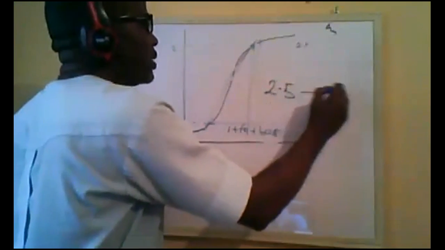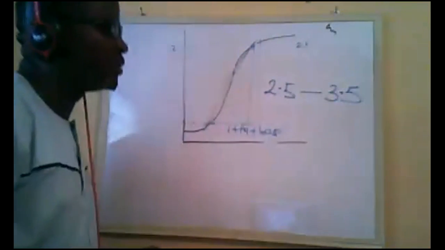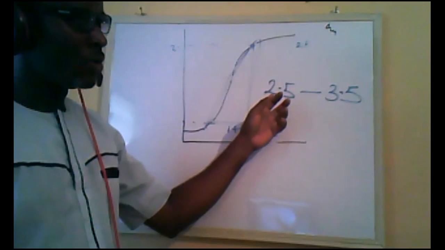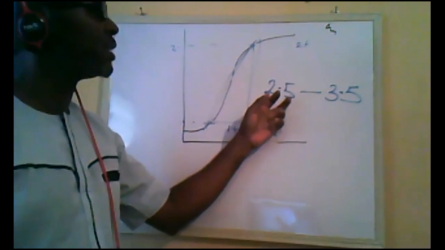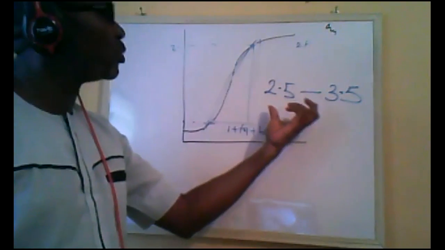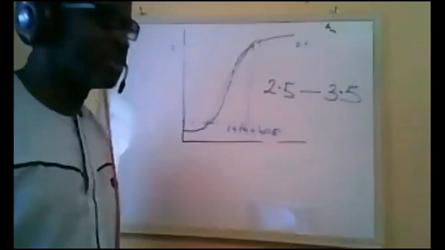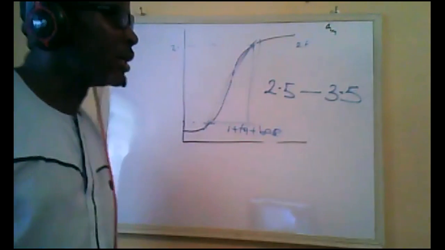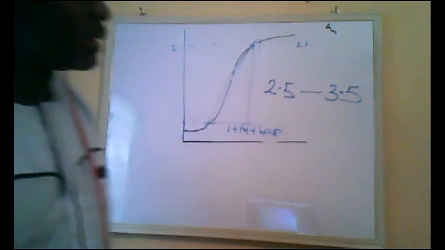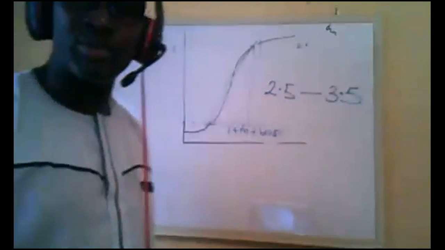2.5 to 3.5. If you measure the contrast of any film, you measure the characteristic, you measure the gradient of any film, and you get it to be beyond 3.5 or less than 2.5, then such a film is not good for the purpose of whatever. It's not good for anything. So the film is best to be discarded.